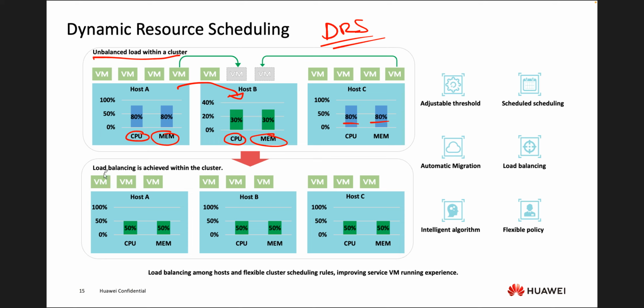You also have load balancing within the cluster. So again, what you see here now is, like I said, 50% usage, right? Because we moved the VM across, which means now all of this is at 50%, right?